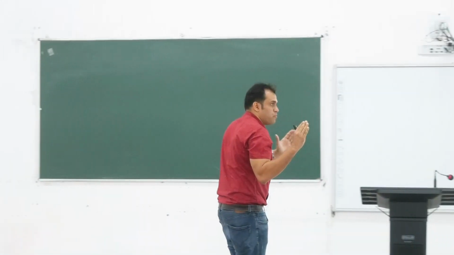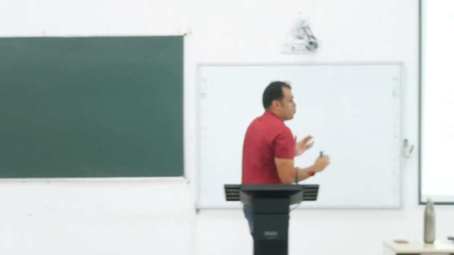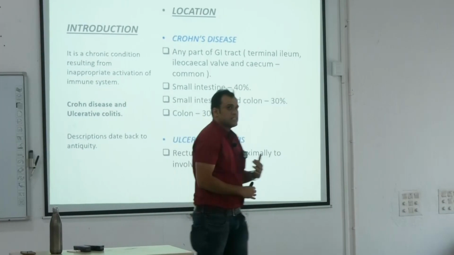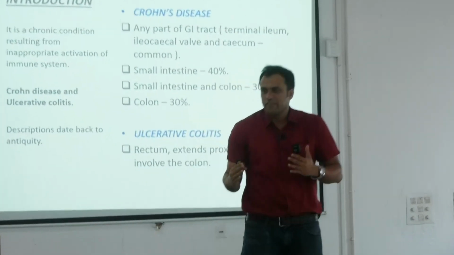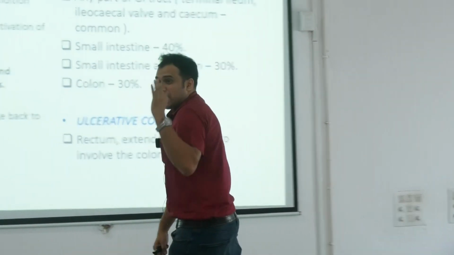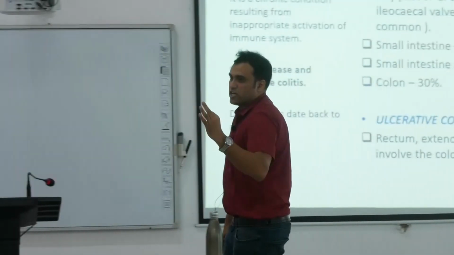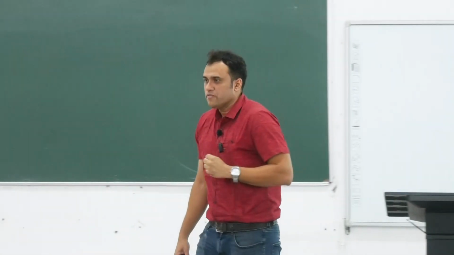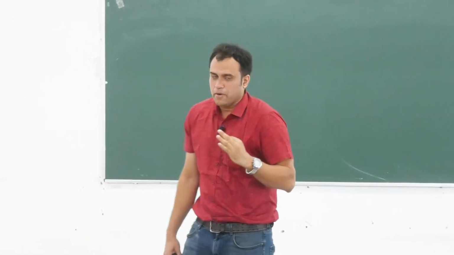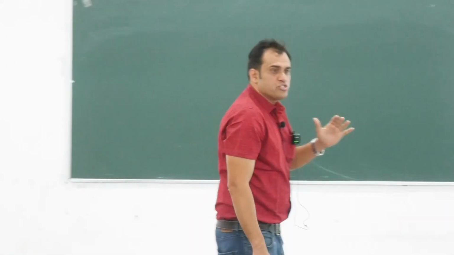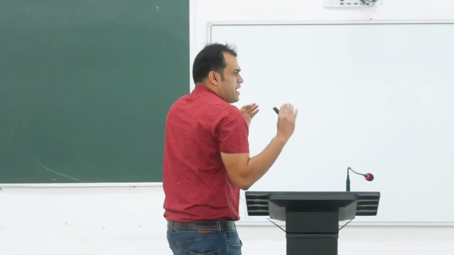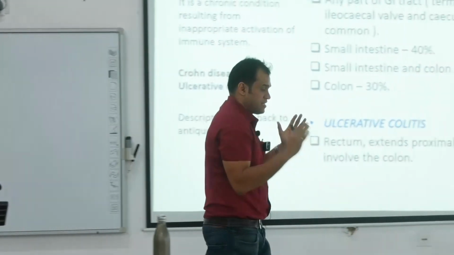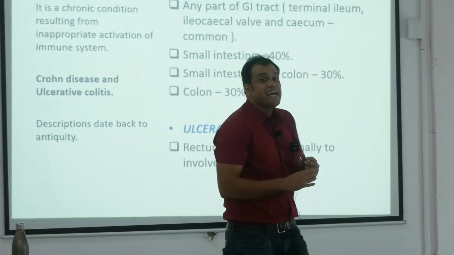Now the most important thing from your exam point of view, what the examiner might ask you is, how do you differentiate between ulcerative colitis and Crohn's disease? There are many identifying features, but start with the gross, that means the location. What is the most common site of ulcerative colitis and what is the most common site of Crohn's disease? Crohn's disease is known for skip lesions.